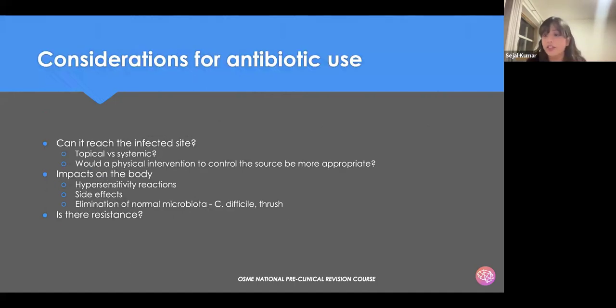And then you have to think of a few considerations for antibiotic use. Can it reach the infected site? Would it be better to use a physical intervention? What are they going to do on the body? Will they lead to hypersensitivity reactions? What side effects do they have? Do they affect the normal bacteria of the gut that are important? Is there any resistance?